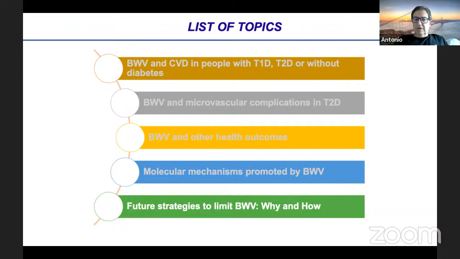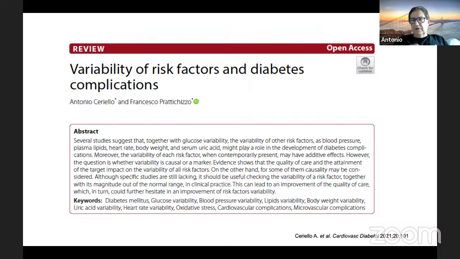What can we do to limit the effect of body weight variability? Why and how? First of all, let's put body weight variability in a more comprehensive context. There is the variability of several risk factors involved in increased vascular risk in diabetes. Not only is weight variability a risk factor, but we learned that glucose variability, blood pressure variability, uric acid variability, and lipid variability are all linked to higher risk of cardiovascular disease.